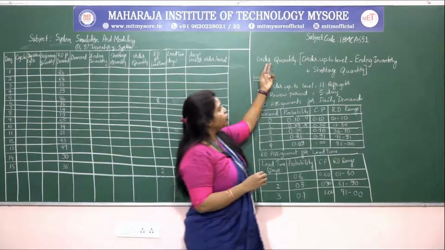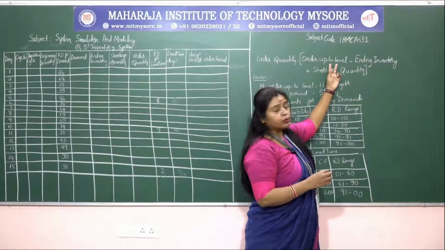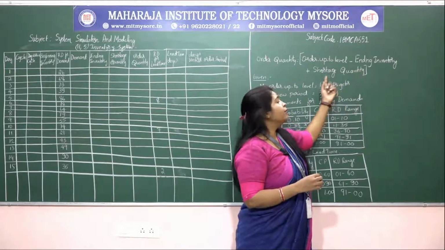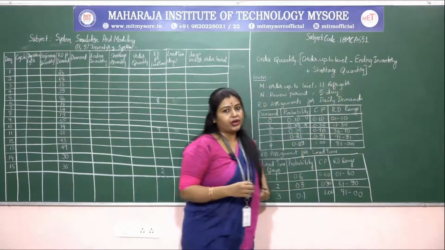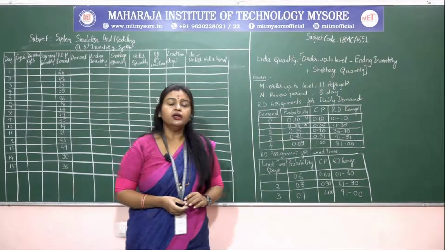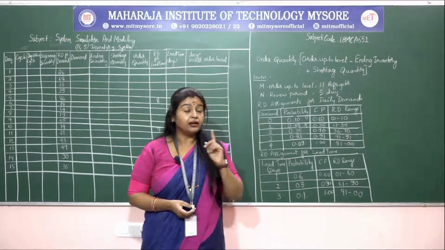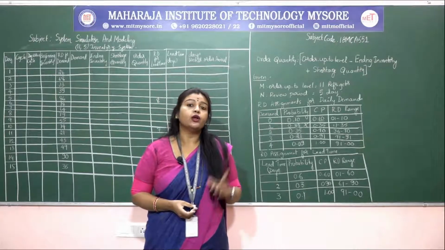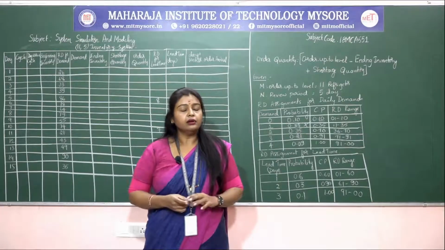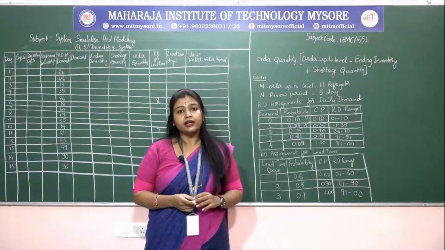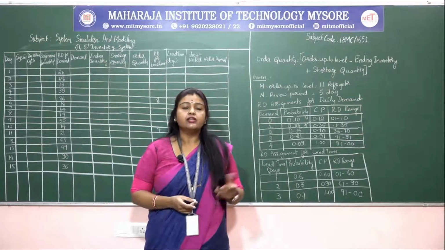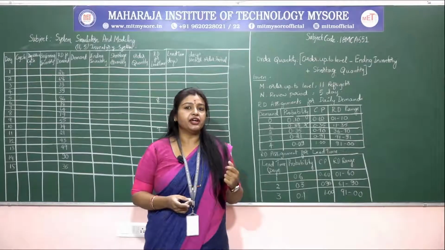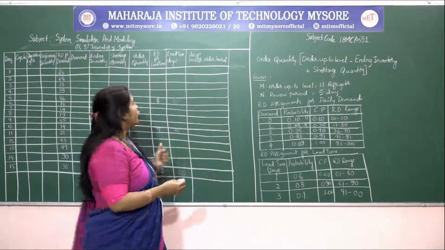In order to calculate the order quantity we have a formula: order up to level minus ending inventory plus the shortage quantity, if there is any. Based on that we calculate the order quantity. And remember, always the order quantity has to be calculated on the 5th day. In the problem statement they have said that on the first day itself they have ordered 8 refrigerators.